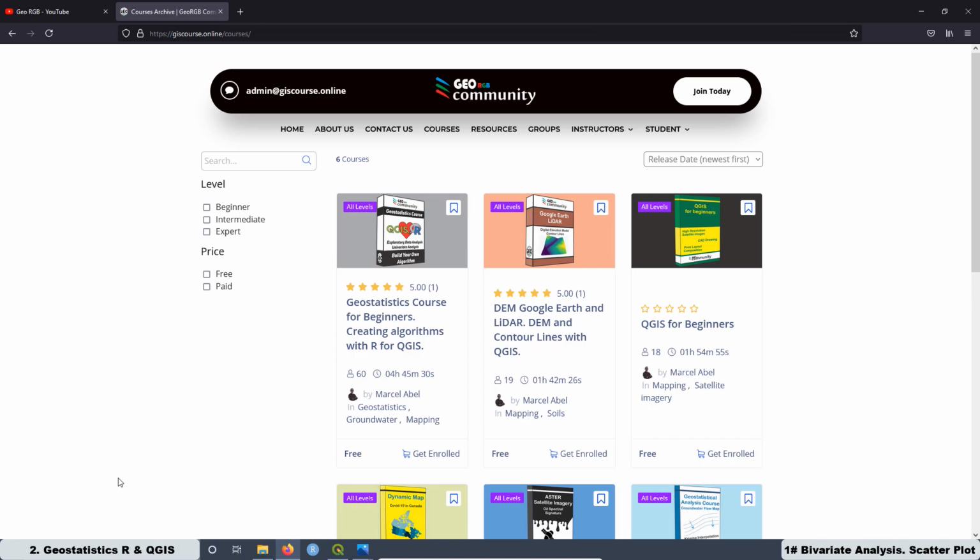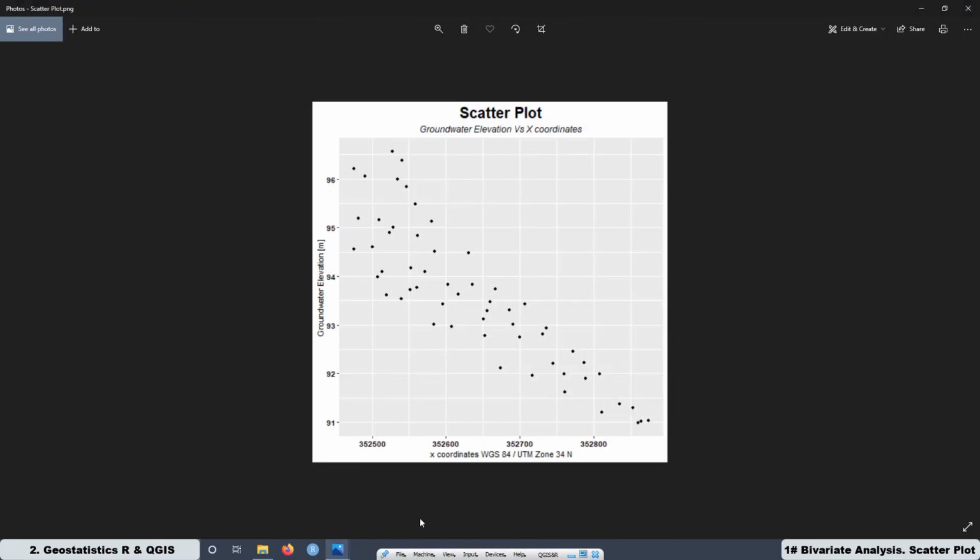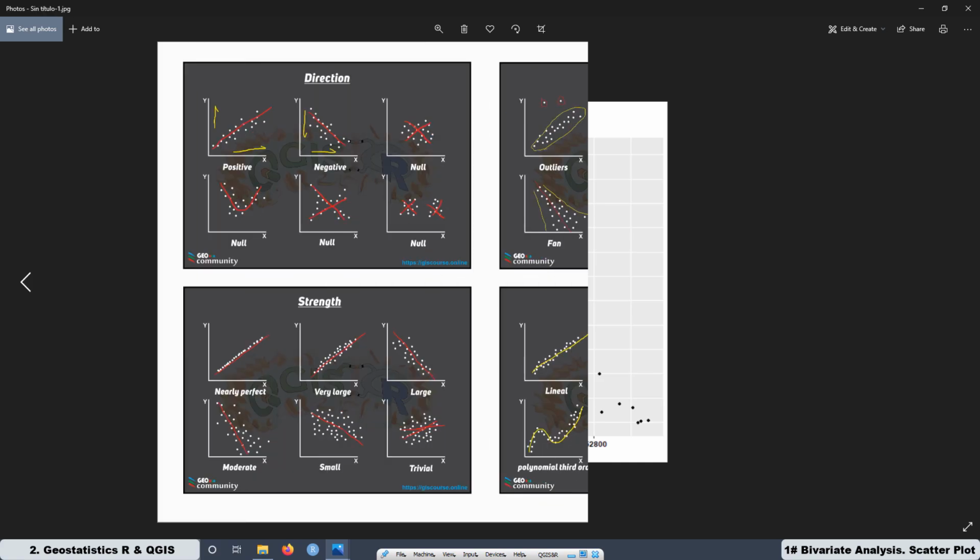Now let's start with the second course, and the first lesson is going to be an introduction about the scatter plot. The first thing that we are going to do is create a script with R in QGIS to draw a scatter plot like this one. Then we are going to plot the data related to the groundwater dataset. In this case, what we are going to plot is the x coordinate against the groundwater elevation.